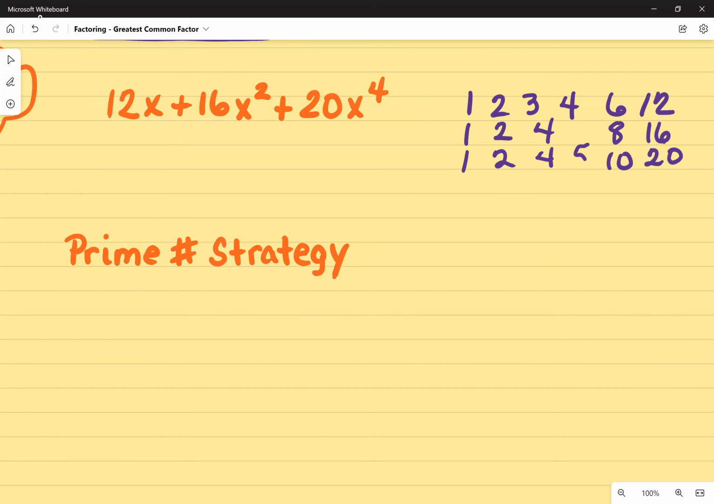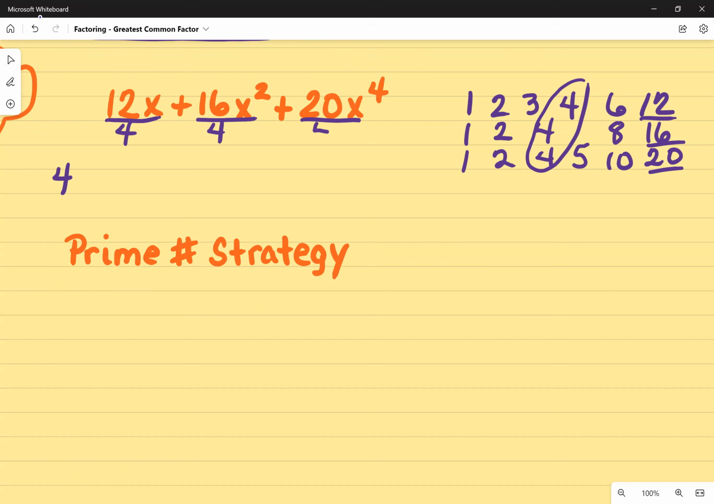and 4 times 5. So now I'm going to look at all of those factors, and I'm looking for each one for 12, for 16, and 20. What is the biggest number that they all have in common? Well, I can quickly see that it's 4. So I know I'm going to bring a 4 out. And what did I say? I'm literally dividing each of these terms by 4.